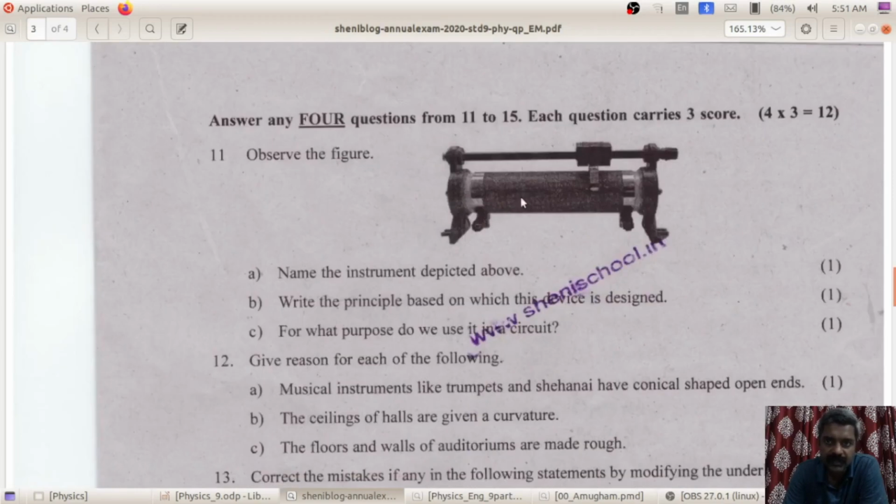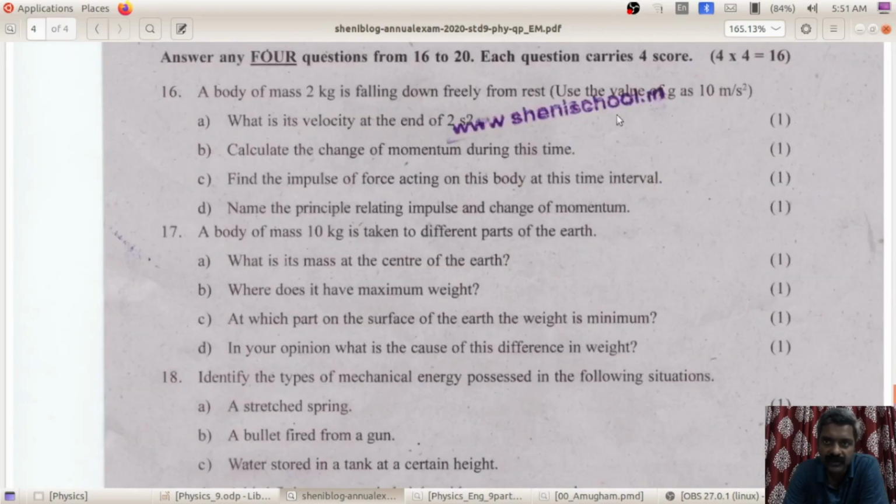In section 3, there are 5 questions, and here also we have to answer 4 questions. There are 5 questions having 4 marks each, and we shall answer 4 questions.